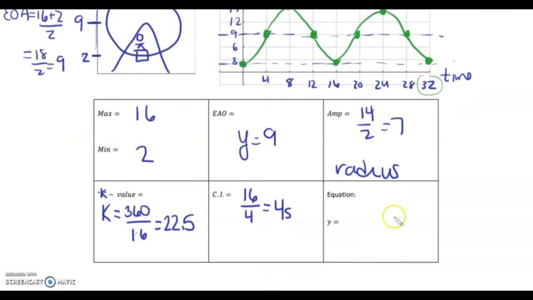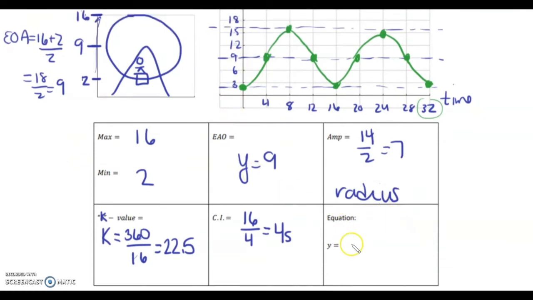Now the question asks us to represent this as a cosine function. So we know that it's going to be y equals the amplitude, which is 7. We're using a cosine function. A cosine function starts at a maximum. So we're going to go from the y-axis to 8 seconds. So in our cosine function, we sub in the k value, which is 22.5, and we're going to go x minus 8, because it's 8 seconds to the right, and then plus the equation of axis, which is 9. This is EOA, amplitude, and this is shift.